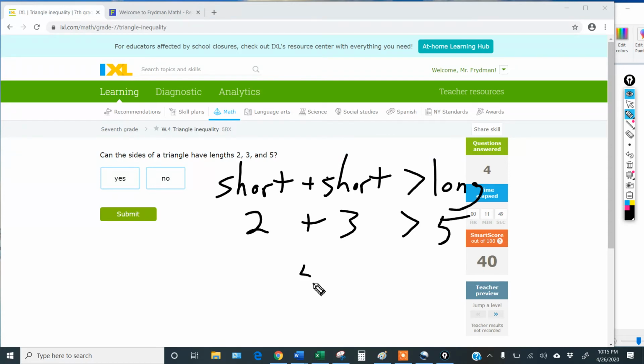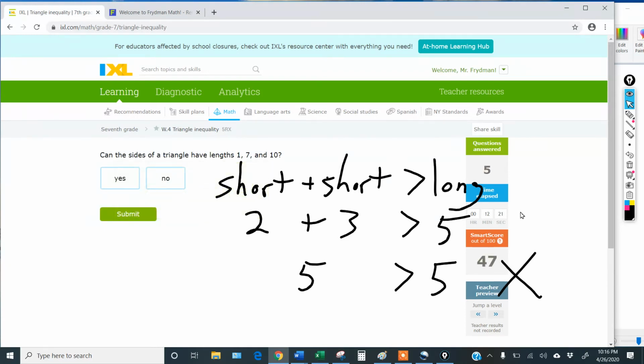Now here we get 5 on the left and also 5 on the right. Is 5 greater than 5? Is 5 greater than itself? The answer is no. So that's an example of what we were saying before, where the two sides would connect exactly over the last side, and we would get a straight line, not a triangle. So that's going to be a no.